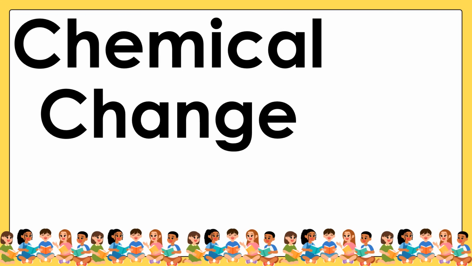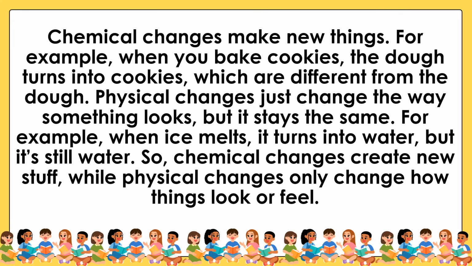This time, let's talk about chemical change. Chemical changes make new things. For example, when you bake cookies, the dough turns into cookies, which are different from the dough. Physical changes just change the way something looks, but it stays the same. For example, when ice melts, it turns into water, but still, it's water. So chemical changes create new stuff, while physical changes only change how things look or feel.